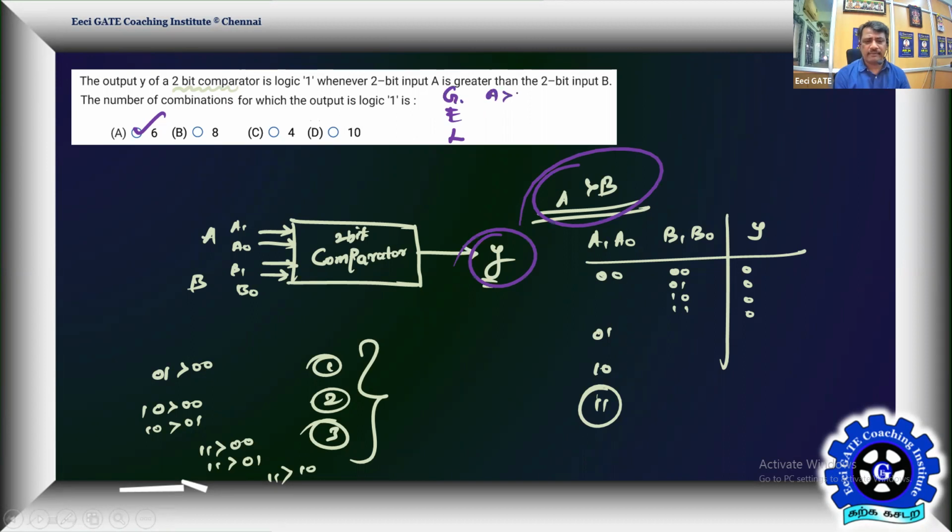Greater logic, A greater than B. Equal logic, maybe A equal to B. A equal to B means only 4 possibilities: 0, 0 equal to 0, 0, 0, 1 equal to 0, 1, 1, 0 equal to 1, 0, 1, 1 equal to 1, 1. Then think of lesser also. A less than B means A greater than B has 6 combinations, equal has 4 combinations, and the total combination is 16. So equally there are 6 good combinations for A less than B also. Suppose the question is A less than B, the answer is 6 only. So that's a simple, interesting problem based on a logical 2-bit comparator.